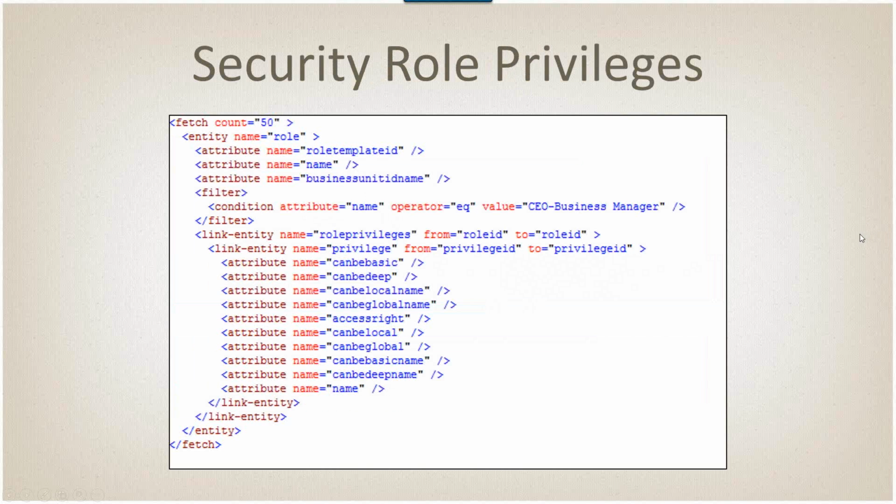This takes a bit of work to figure out what they're doing here. I'm specifically looking for a single security role. Basically, I'm looking for CEO-Business Manager, which is one of the built-in security roles. You might need to add criteria to narrow it down to a business unit if you have multiple business units. What this will display is the name of the role, the business unit ID name, which is the name of the business unit, and then it will pull out the privileges themselves. We'll show this in a few minutes here.